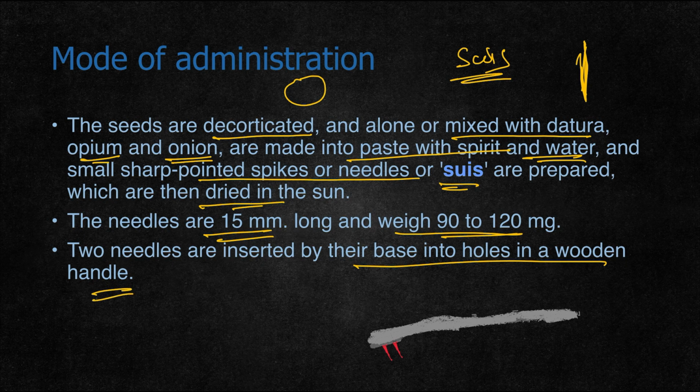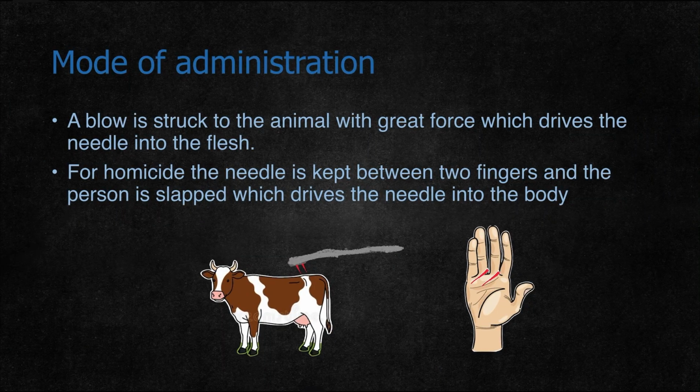Sometimes they are held and placed inside a wooden handle. In a wooden handle, they can be placed to harm cattle and humans. In animals, the blow is struck to the animal with great force, which drives the needles into the flesh.